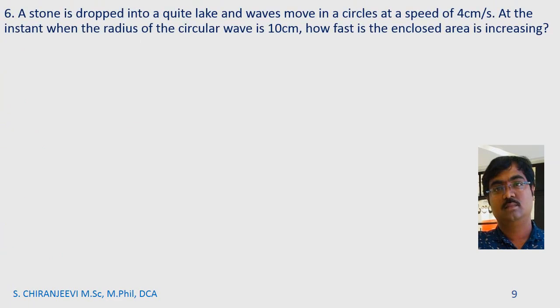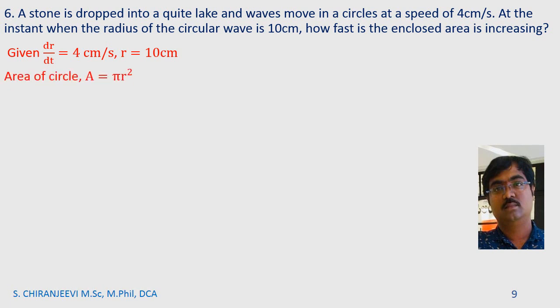Next one, sixth one. A stone is dropped into a quiet lake and waves move in circles at a speed of 4 centimeter per second. At the instant when the radius of the circular wave is 10 centimeter, how fast is the enclosed area increasing? Given dr by dt equal to 4 centimeter per second, r equal to 10 centimeter.